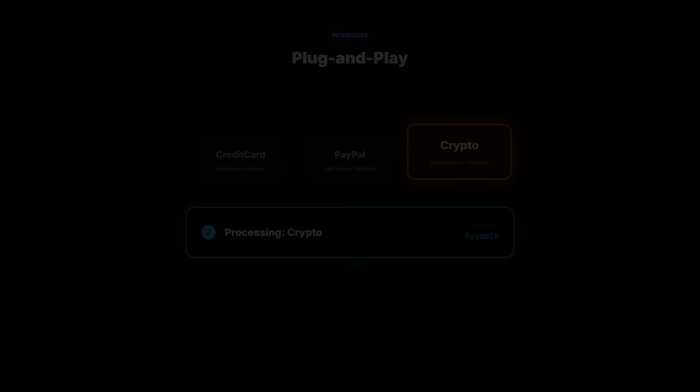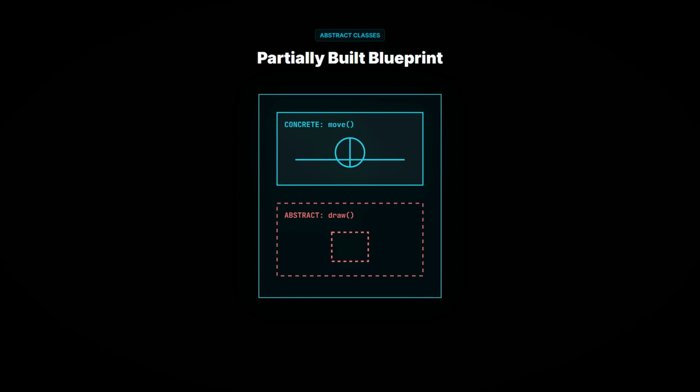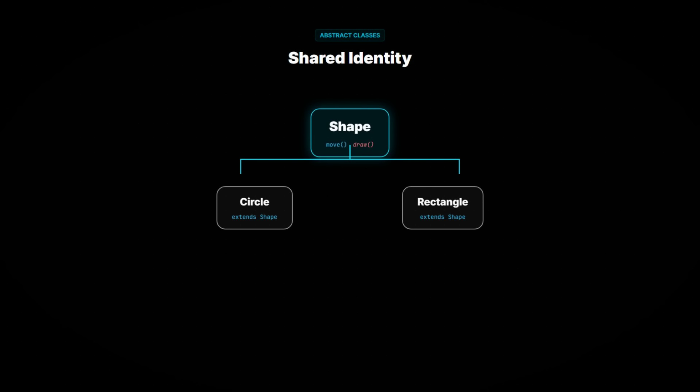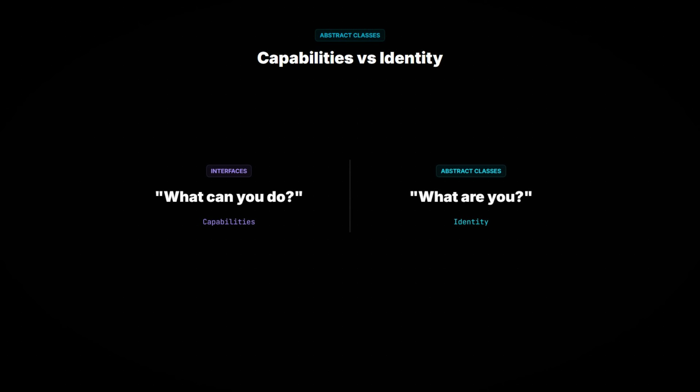Abstract classes are a little different. Instead of being a pure contract, they're more like a partially completed blueprint. They can provide some working functionality while leaving certain pieces for child classes to implement themselves. Imagine a shape class. Every shape might move in the same way so that logic can be shared, but drawing a shape is different. A circle draws itself differently from a rectangle, so each one provides its own implementation. A simple way to remember the difference is that interfaces answer the question, what can you do? While abstract classes answer the question, what are you? One defines capabilities, the other provides a shared foundation.